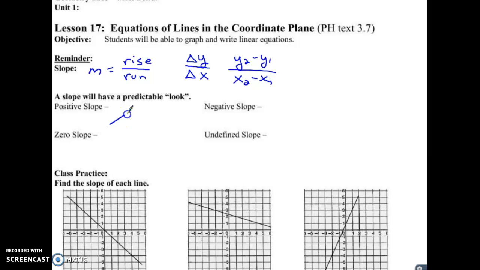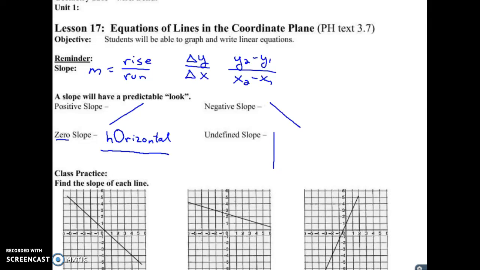Positive slope, you'll see lines that go like that, that's going uphill. Negative slope, that's lines that go downhill like that. Zero slope would look like that, and that's a horizontal line. When I spell horizontal, notice my O is extra big for zero slope. So this is a horizontal line, and it has a slope of zero. Undefined slope would be a vertical line like that.